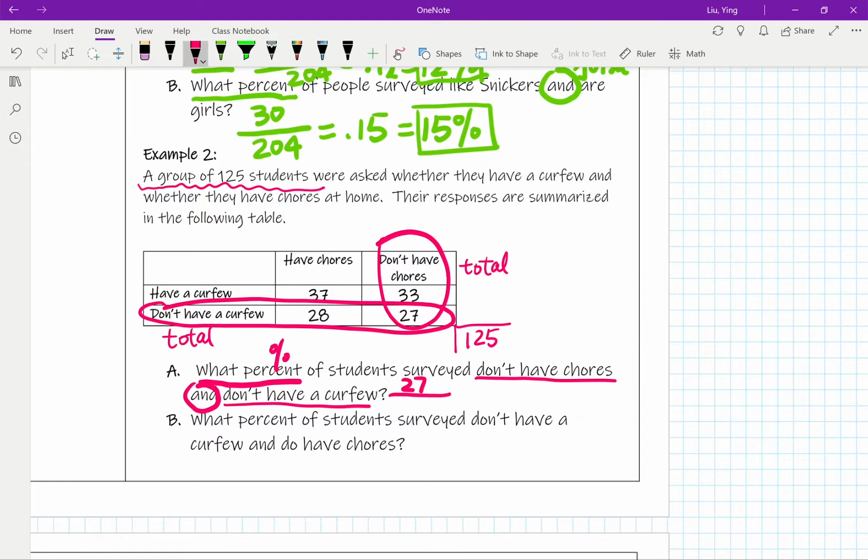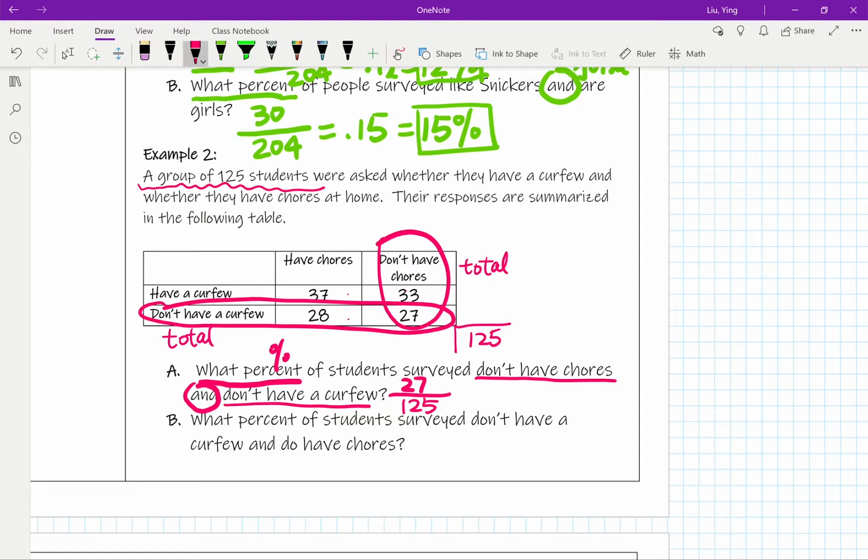But sometimes you will see problems that didn't tell you that. So what you would need to do then is add up all these individual numbers and see how many are in total. In this case, we know it's going to add up to 125. So we can go ahead and just divide by 125. What this fraction means is out of the 125 people in total, 27 of them don't have chores and don't have a curfew.